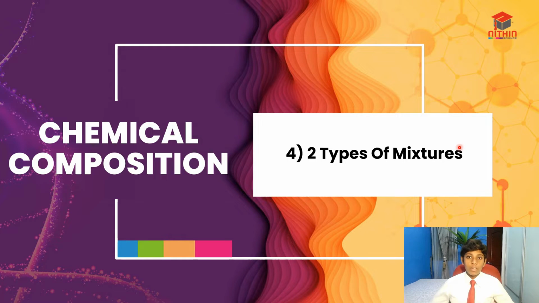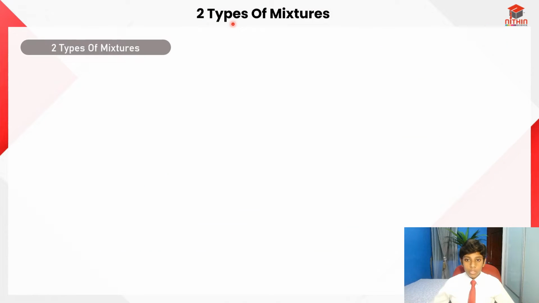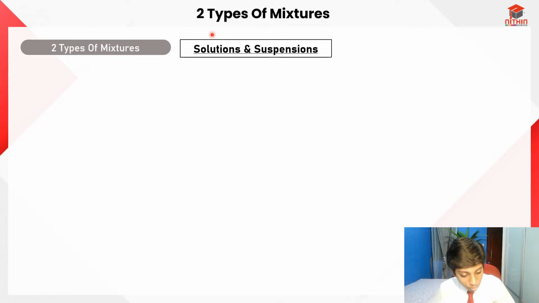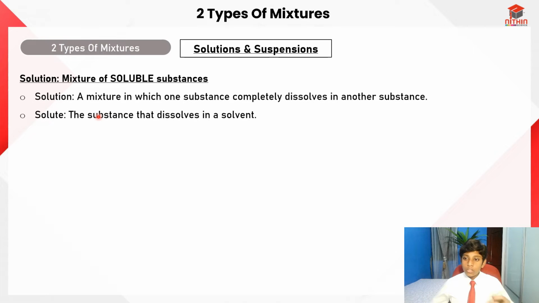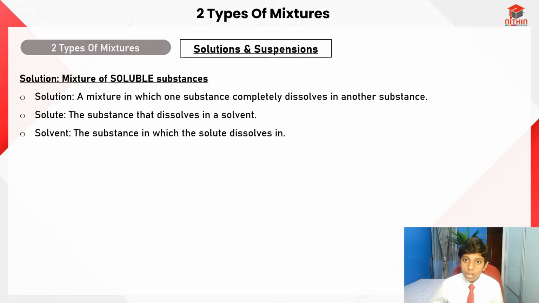In mixtures, there are actually two types, so let's go through them at a deeper level. The first is solutions, and the second is suspensions. Let's take a look at solutions first. A solution is basically a mixture of soluble substances. Before that, there's a few vocabulary words we need to know: solution, solute, and solvent. A solution is a mixture in which one substance completely dissolves in another substance. For example, a salt solution is when salt completely dissolves in water.